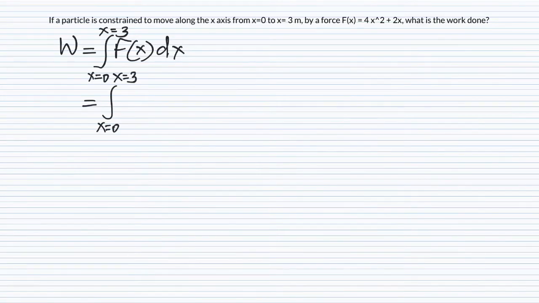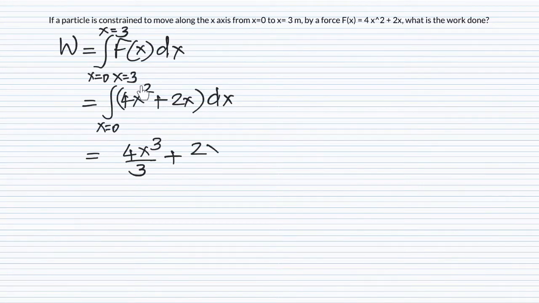And now substitute for Fx, which is given as 4x squared plus 2x. So we have that now. And then integrate each term individually, which gives 4x cubed by 3 for the first term, and then 2x squared by 2 for the second. And then substitute the limits.